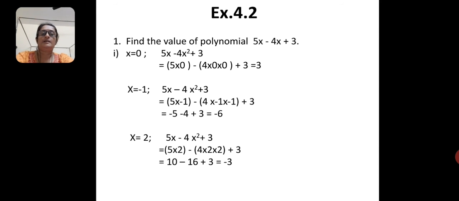So the polynomial given is 5x minus 4x square plus 3. Take the first value as 0 and replace it in the equation. That gives you 3 as the answer. In the same equation, we are going to put the value of x as minus 1. So put the value of x wherever it is as minus 1 and solve the equation. You will get the value of the equation as minus 6. With 2, replace x with 2, you will get the value of that polynomial as minus 3.